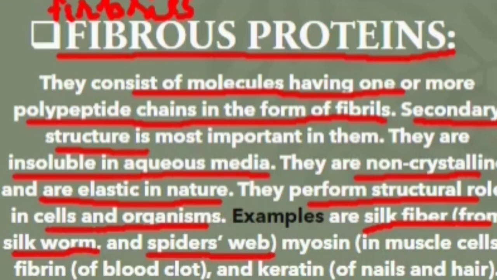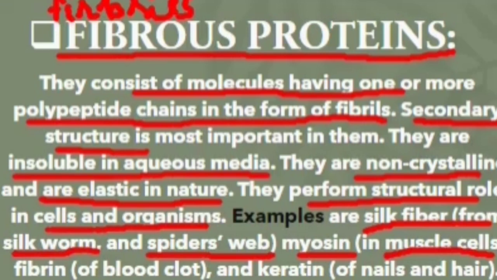The next example is myosin. Myosin and actin are two important proteins present in muscle cells, and each muscle cell is subdivided into fibrils. So myosin or muscle cell also contains fibrous protein, because fibrils are made of fibrous protein.